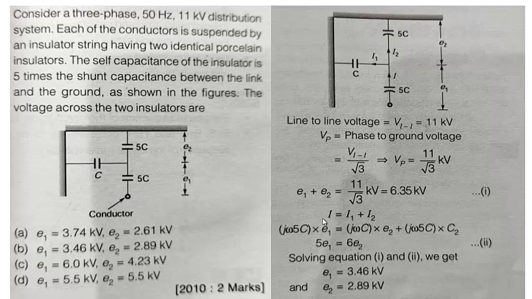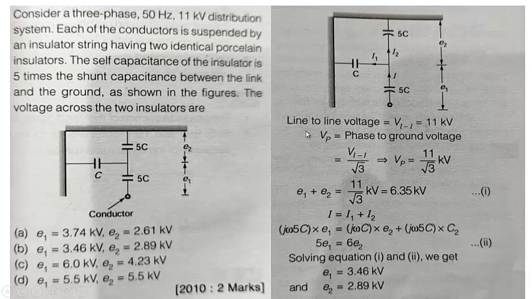So one question is on the insulators. You can see we have a two insulator string made of porcelain. The self capacitance of the insulator is 5 times the shunt capacitance between the link, that is, this is m = C/C_shunt equal to 5. So the voltage across there, we need to find out this voltage E1 and E2. This is very simple. You don't have to go here and there.